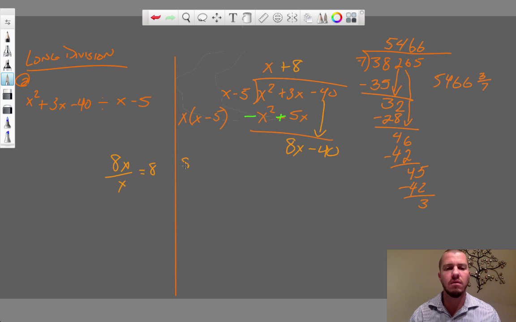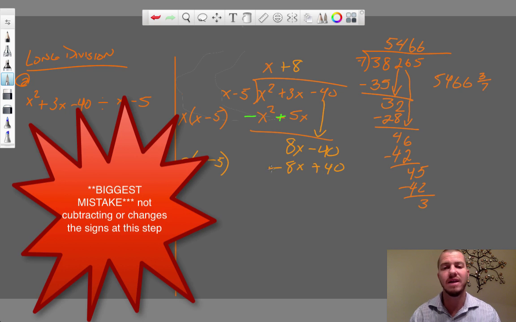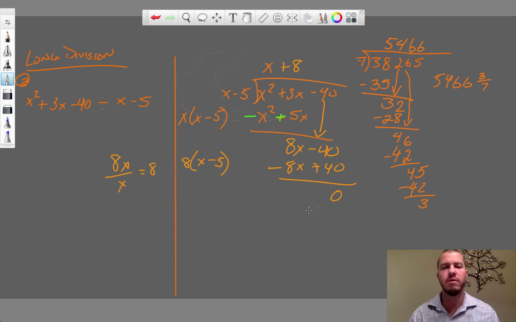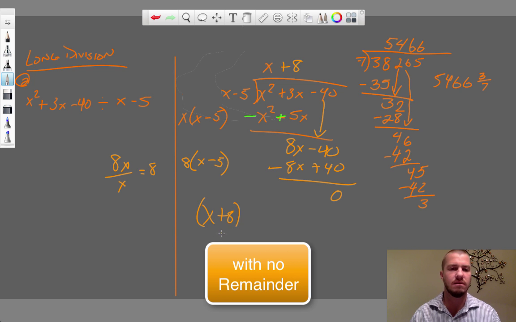So now I'm going to multiply that back through. 8 times x is 8x. 8 times negative 5 is negative 40. But I need to distribute that negative. Change all the signs is all you're doing in that case. You're changing all the signs throughout the line. And then at that point, you're just combining. So these cancel out. These cancel out. My remainder is 0. And I have x plus 8.